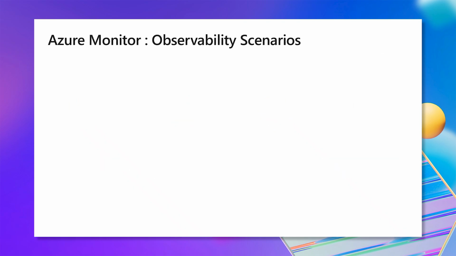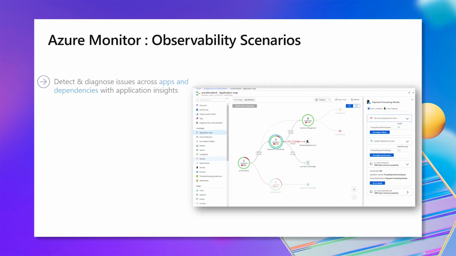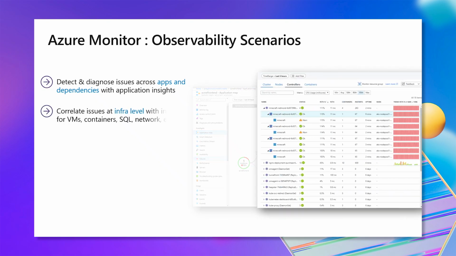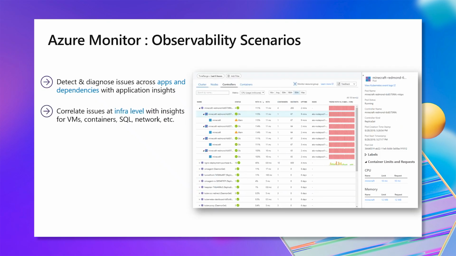So what are some of the observability scenarios that Azure Monitor can tackle? First off, you can detect and diagnose issues across apps and their dependencies with Application Insights, our powerful APM solution. You can correlate issues at the infra level with insights for VMs, containers, SQL, networks, and more.